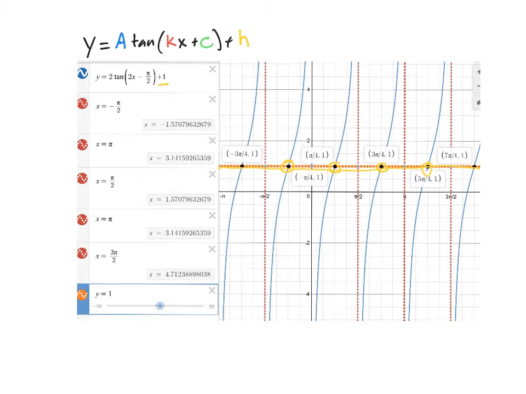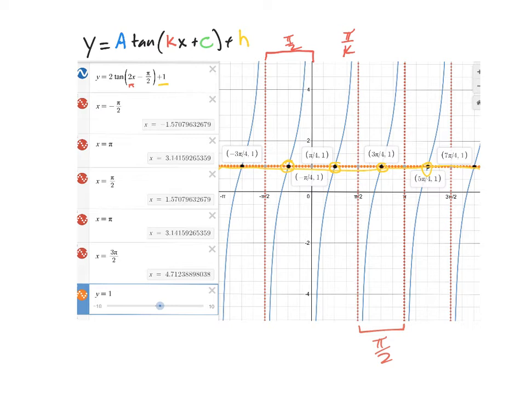The period for tangent and also for cotangent is computed by doing pi over k. For cosine and sine, it was 2 pi over k, but for tangent and cotangent, it's pi over k. So our original period was pi. Our new period is pi over 2. The distance of one cycle, like this one right here, instead of being pi, it's pi over 2. And all the cycles have a distance of pi over 2. Look at this one here. From pi over 2 to pi, that's pi over 2, right? So regardless of which cycle you look at, it has a width of pi over k.